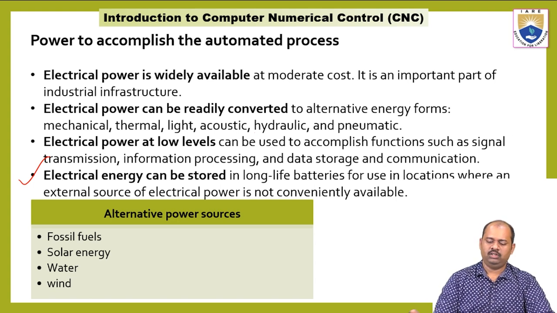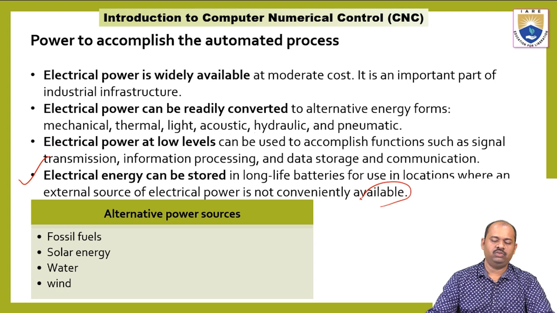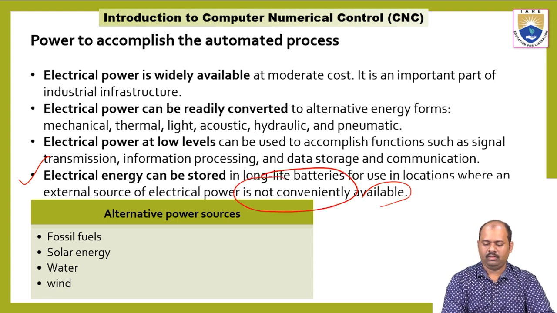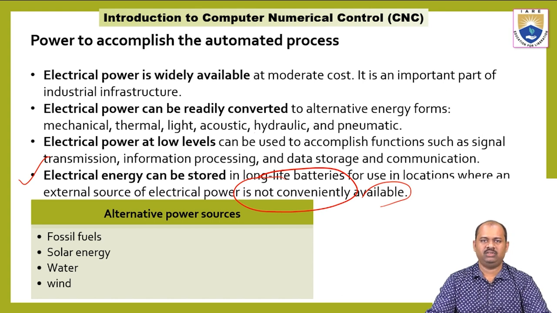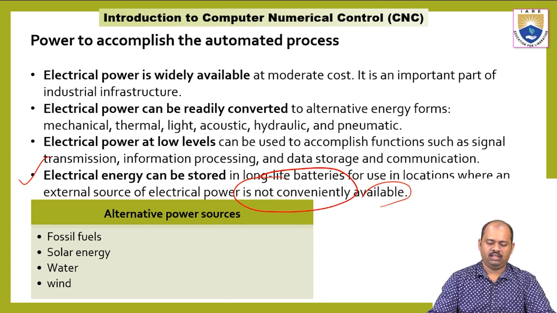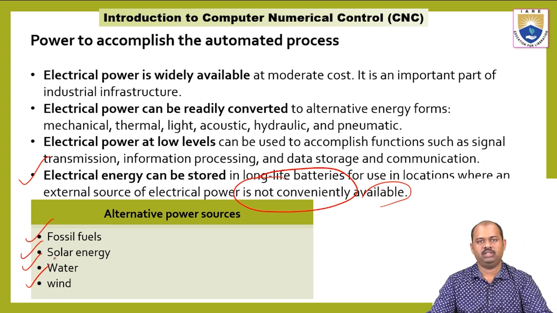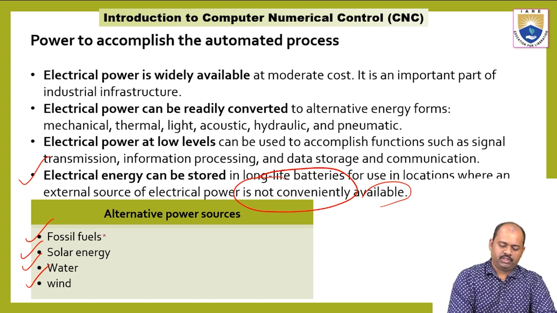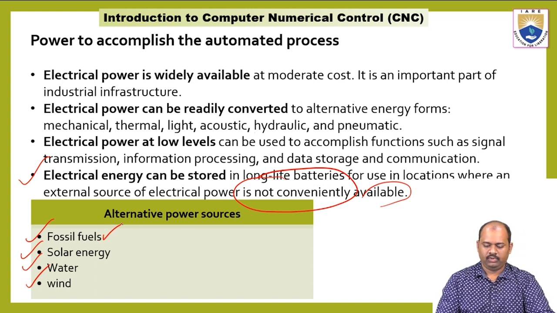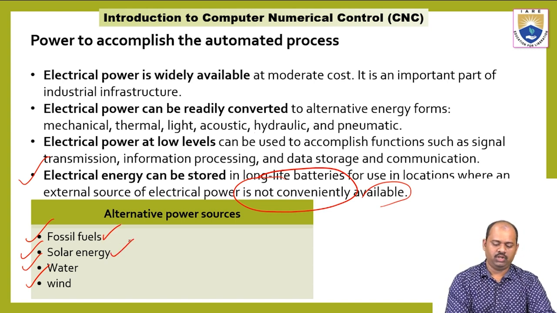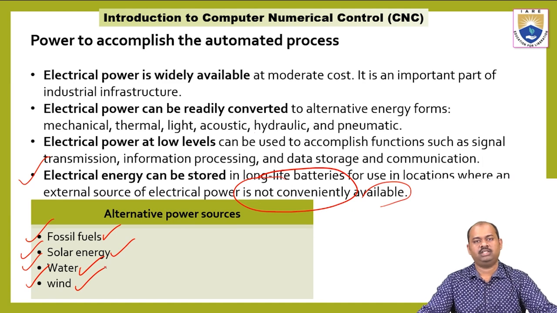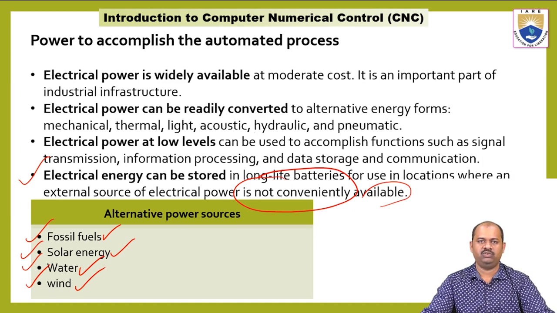The best example for this is we can use solar energy, where conventional energy sources are exhausting day to day. We can use these alternative power sources for doing the manufacturing processes. Okay. So, the first one is fossil fuels, solar energy, water, wind. So, these are some of the alternative power sources which can be used for running the automated system.